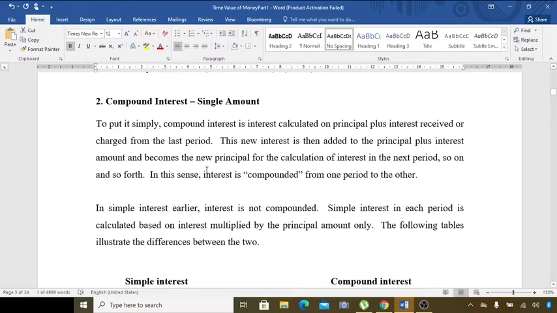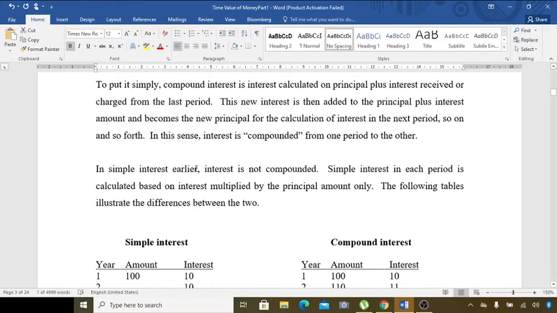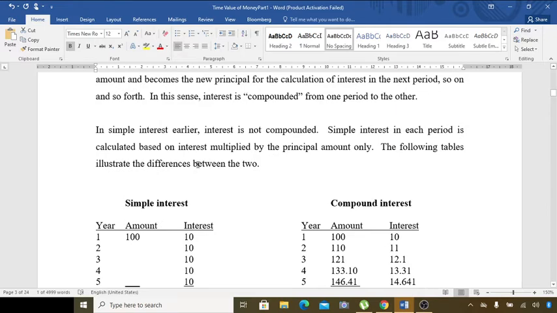Now, to put it simply, compound interest is basically interest calculated on principal, but the difference now is that you add on the interest charged or received from the last time period. So this new interest is added to the principal plus interest amount and becomes the new principal for the next interest period, so on and so forth. Hence the term compounded, because interest is compounded, carried forward from one period to the other. In the simple interest example earlier, interest is not compounded.